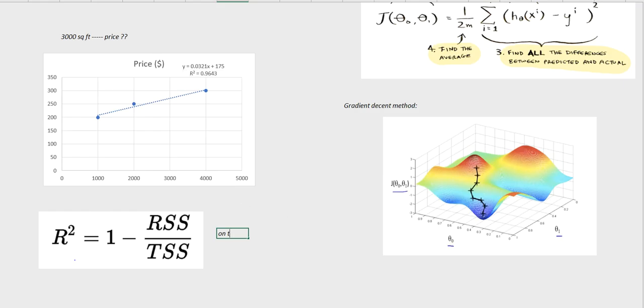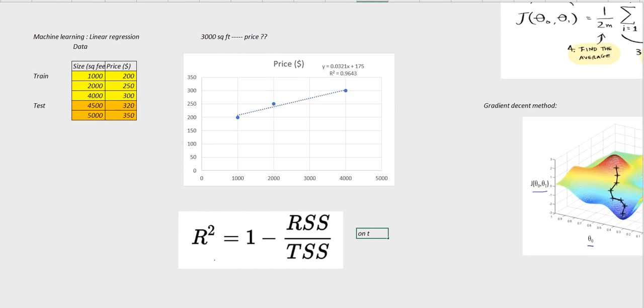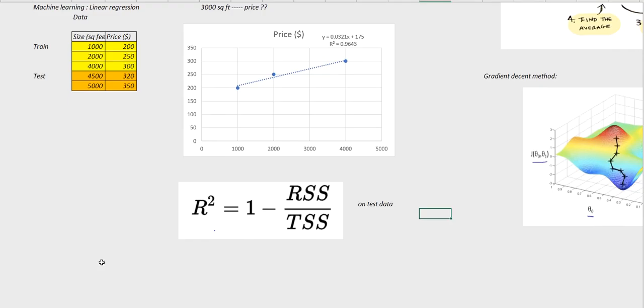Now what is the next process? I just want to see how this best fit line performs on unknown data. Unknown data means the test data. So for that I need to check the R square on the test data, because on the train data we already have the R square, that is 0.96, meaning the accuracy on the train data is 0.96, but I want to check how this model will perform on unknown data. So we will calculate the R square.